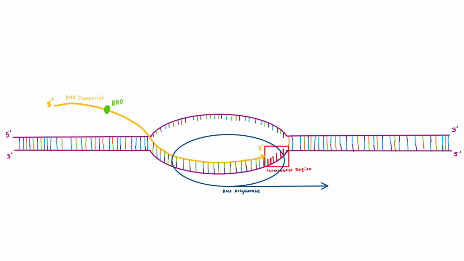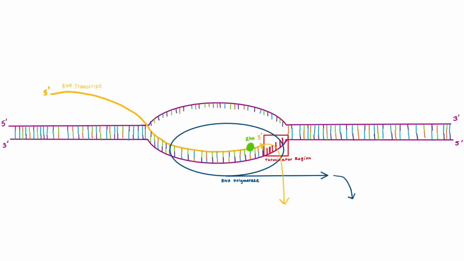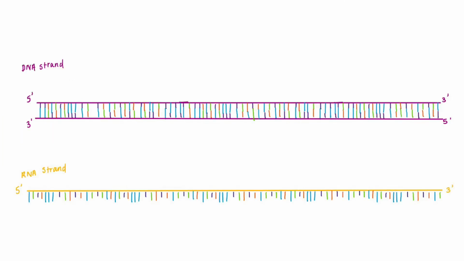In rho-dependent termination, a rho protein attaches to the newly synthesized RNA strand and races to the 3' end inside of the transcription bubble. This pulls the RNA transcript and DNA template strands apart, releasing the polymerase and ending transcription.